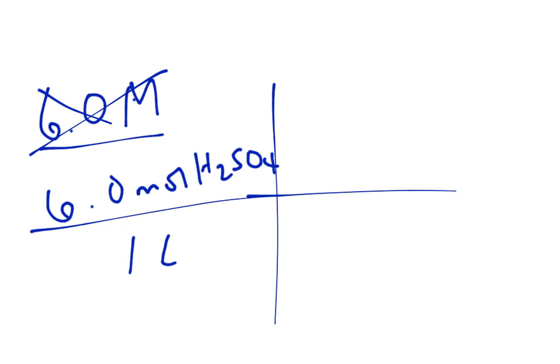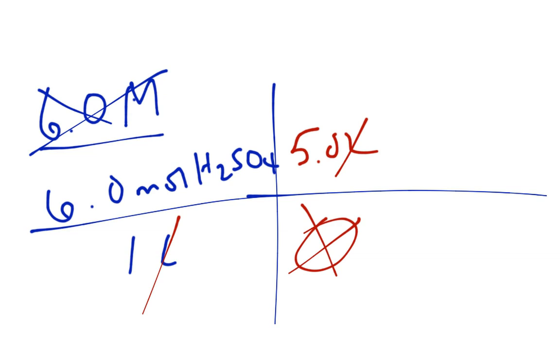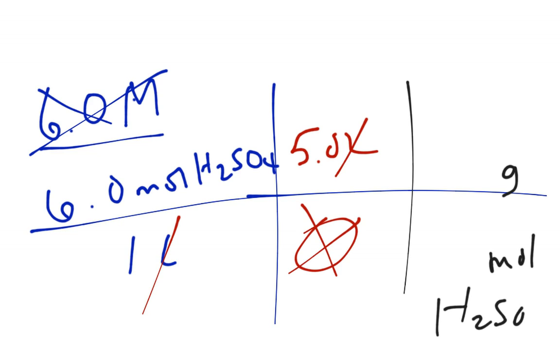All right, so then we can set up our table. I've got 5 liters sitting there, so I can cancel out my liters, and I don't need to have anything here because liters is all by itself. There's nothing that goes with it. And lastly, I have moles to grams of H2SO4, right? 1 mole to 98 grams of H2SO4. When I multiply all of this out, I get 2,940 grams of H2SO4.